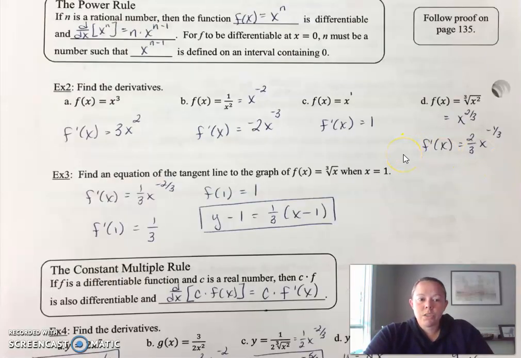All right, and then if ever there's a radical, rewrite it so that the exponent's a rational number, and then just use your power rule. Pull the 2/3 down in front, subtract 1 from your exponent.